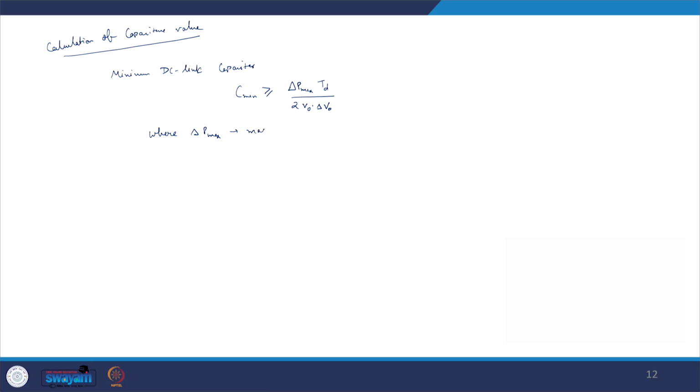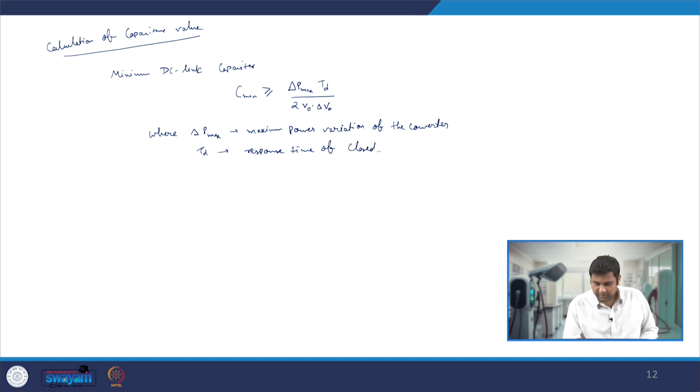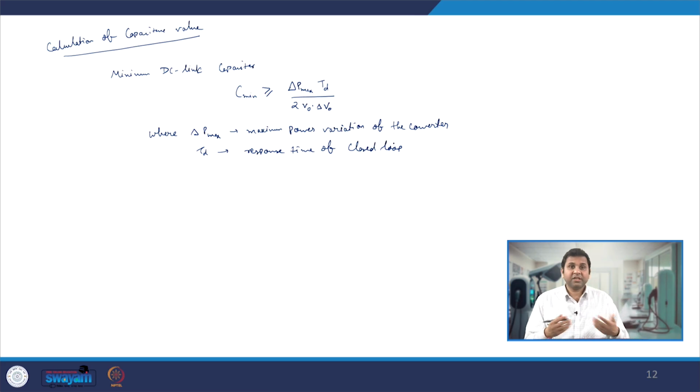power variation of the converter. That means whenever we are doing the closed loop operation, what is the maximum power variation you can expect in the converter. That means sudden change in the loads, how much maximum power variation of the converter. TD is the response time of your converter, response time of your closed loop, that means how much time it will respond to that sudden change.